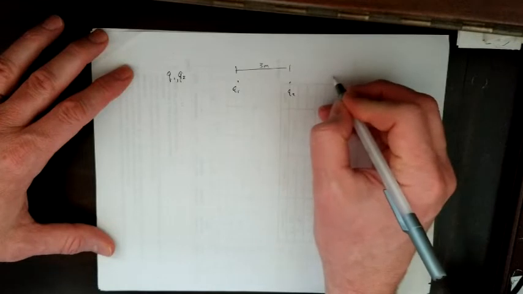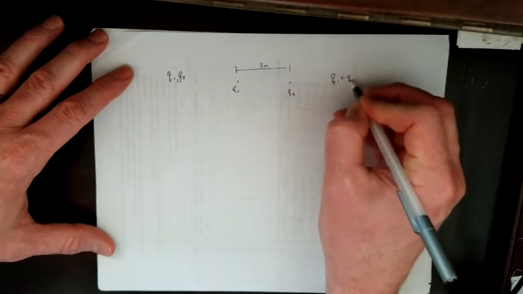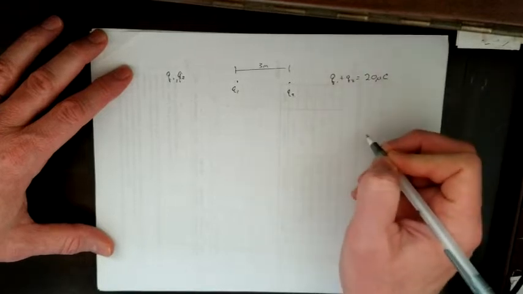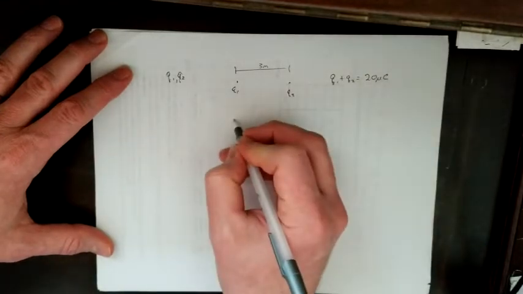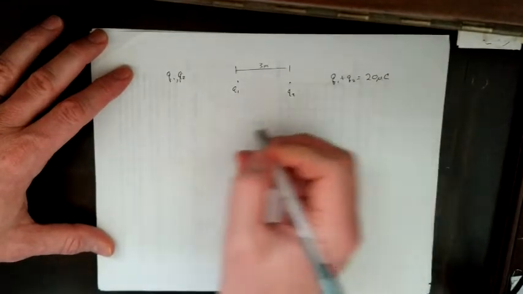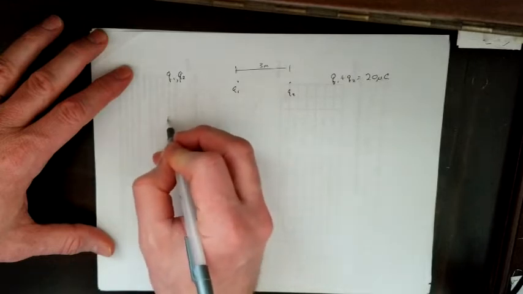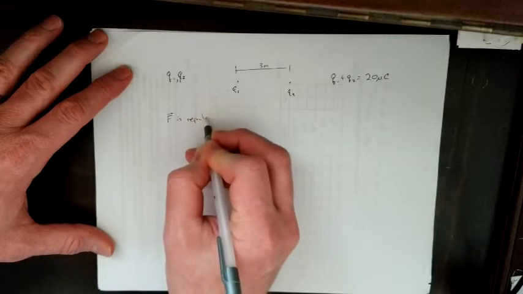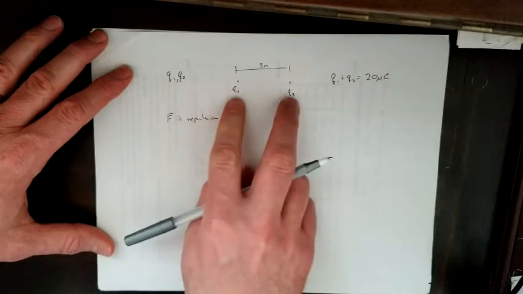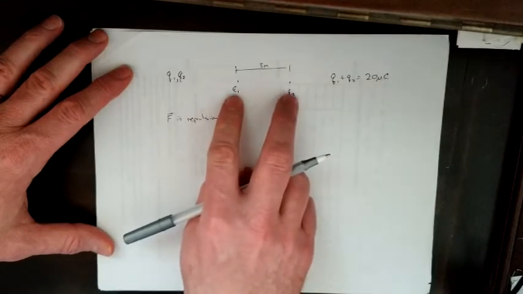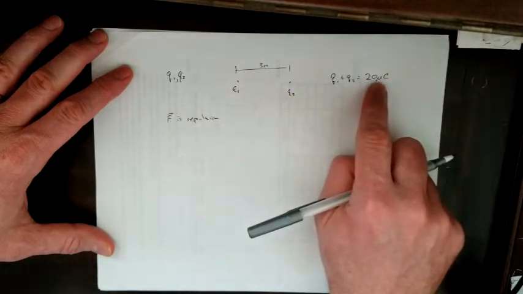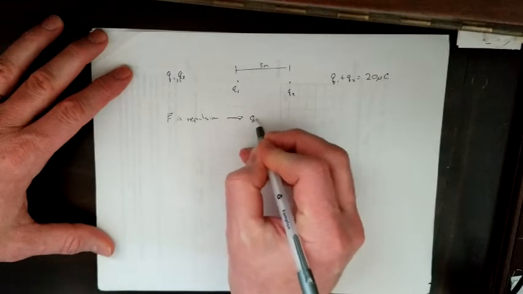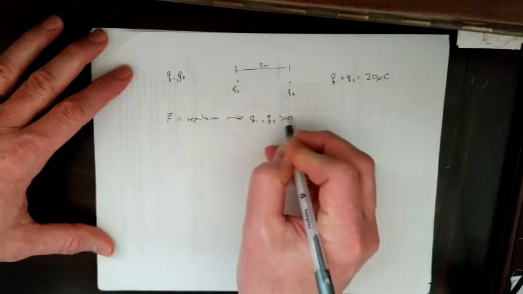The total charge, so Q1 plus Q2, the total charge is 20 microcoulombs. And then one of the questions is if the force between them is repulsion. Now, if it's repulsion, you know that they have to be the same sign. They're either both positive or both negative. But because I know the total is positive, this would imply that Q1 and Q2 are both greater than 0.